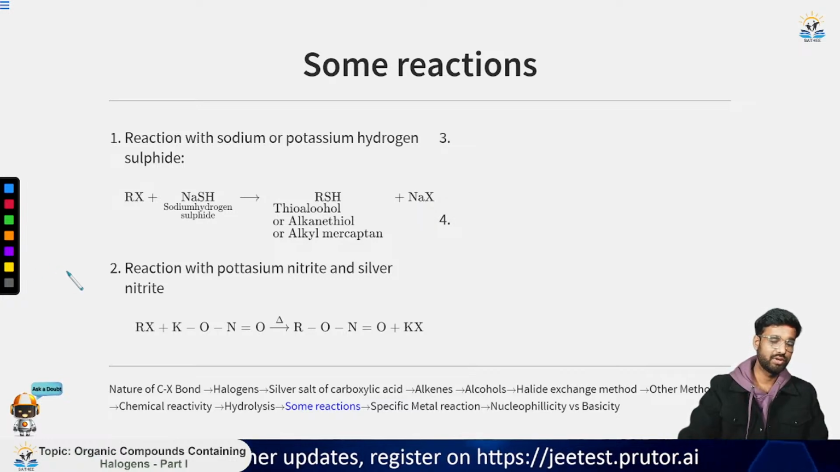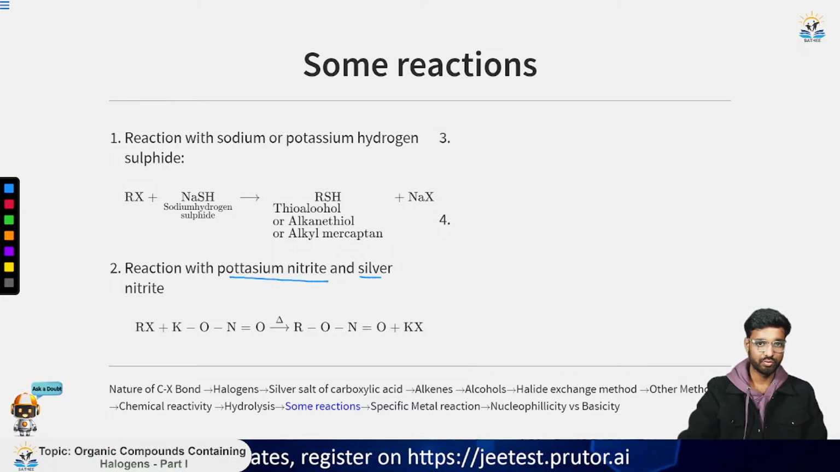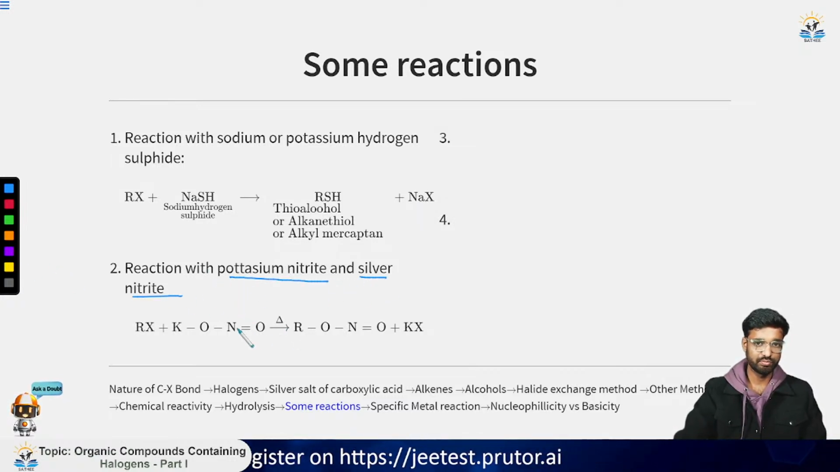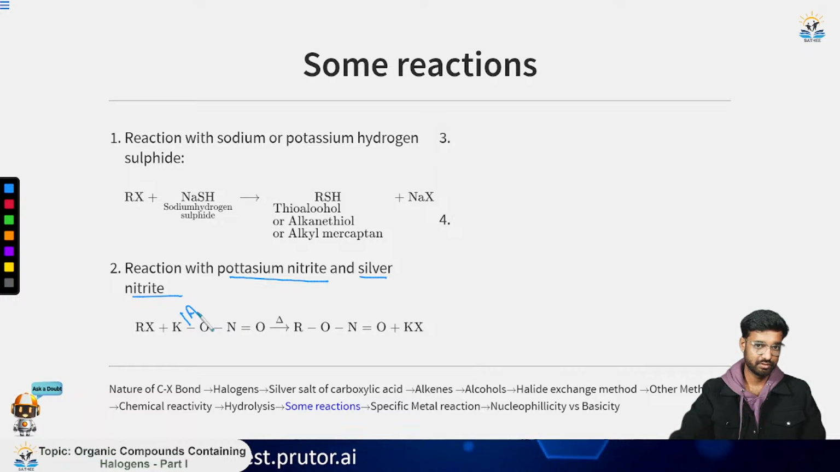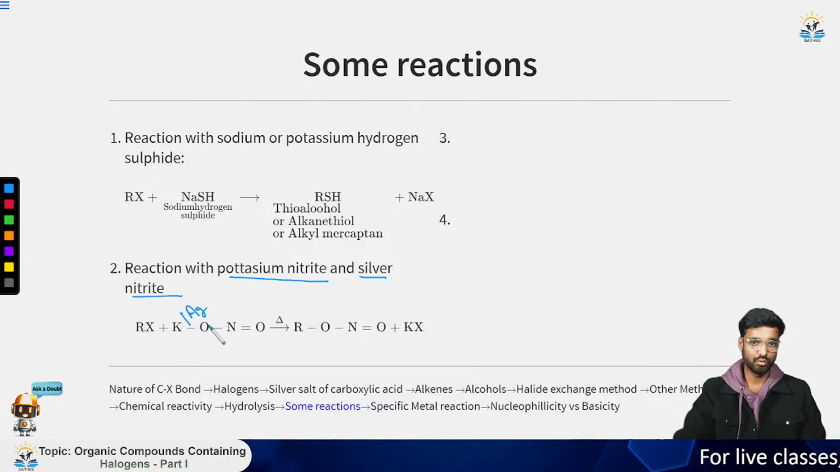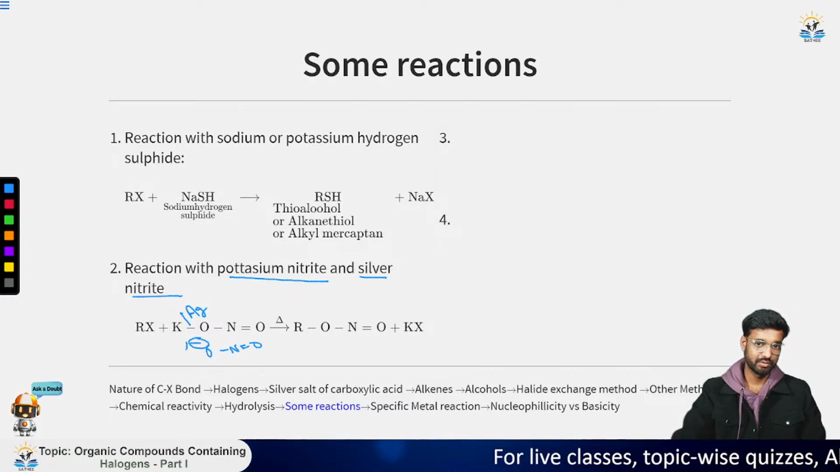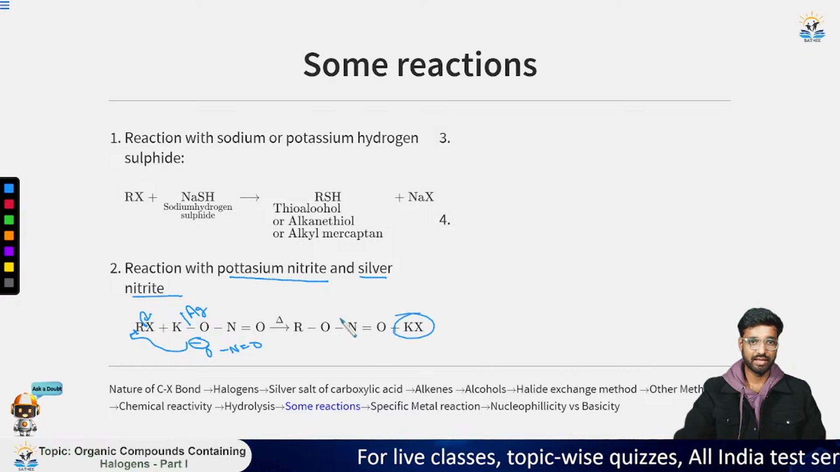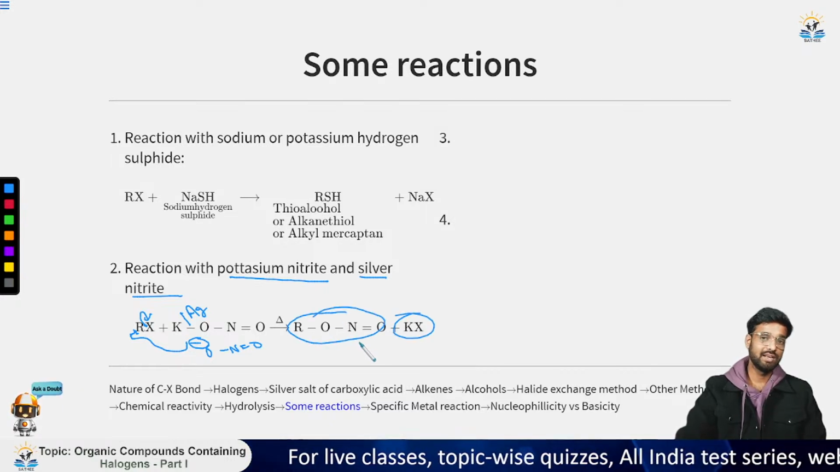Second, we do a reaction with potassium nitrite, or we can also use silver nitrite, so we can use Ag in place of potassium. We react this with RX. This ONO with a negative charge will act as a nucleophile, attack this R, and X will leave, and we will get KX and alkyl nitrite.